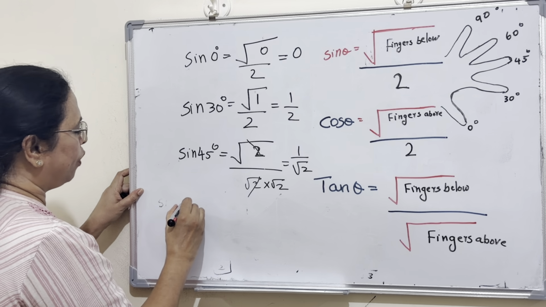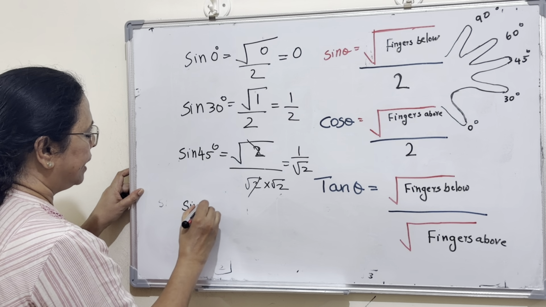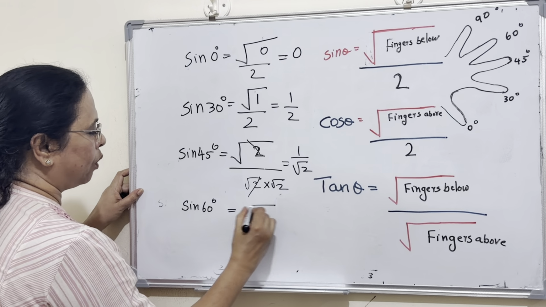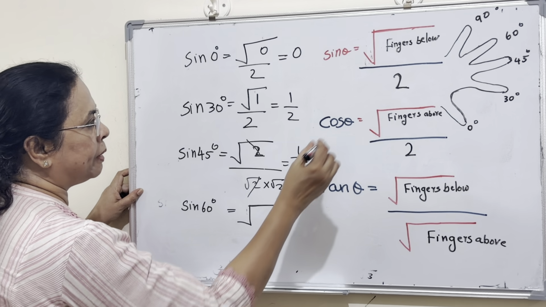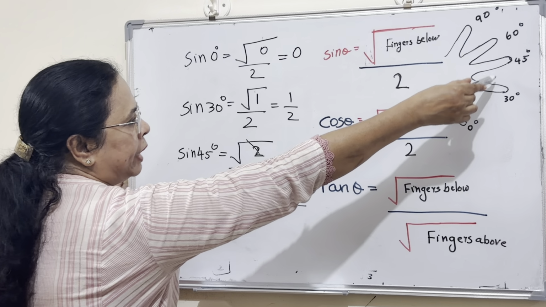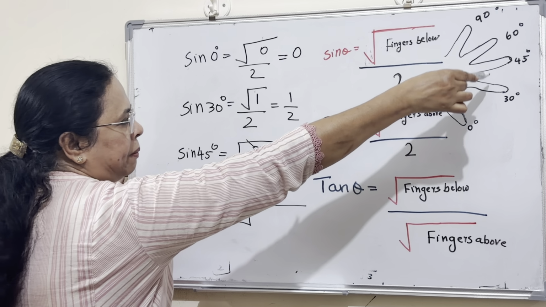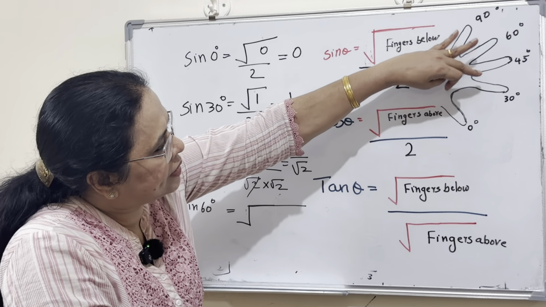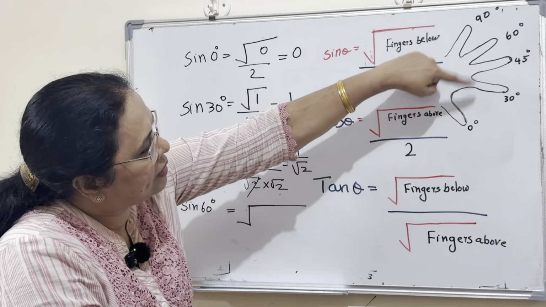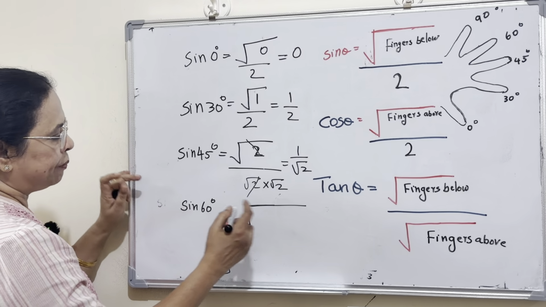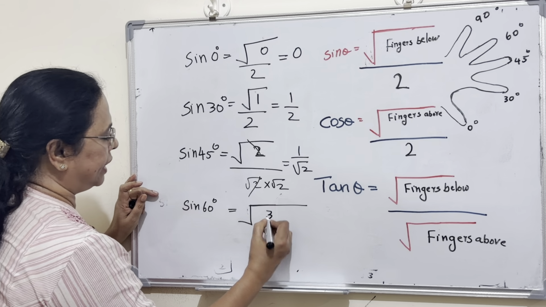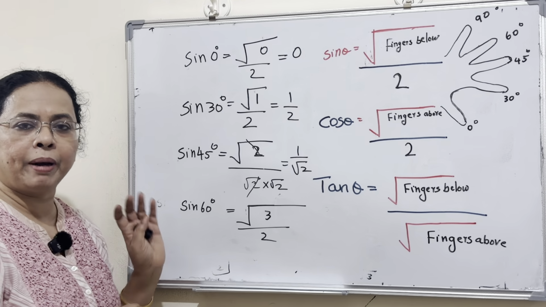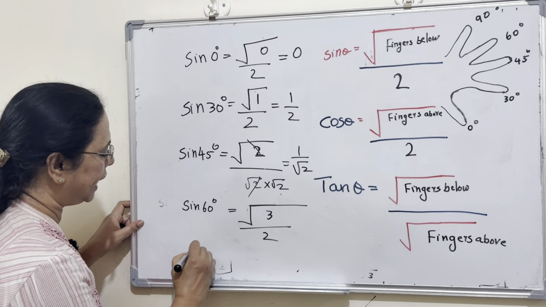Then let me go for sine 60 degree. Sine 60 degree, I am going under root fingers below. Take 60 degree, below how many fingers? 60 degree below you can see 3 fingers, right. You are using your left hand. So, 60 degree for your ring finger below you can see 3 fingers. So, that 3 you have to write here and divided by 2. So, what is sine 60? Root 3 by 2.